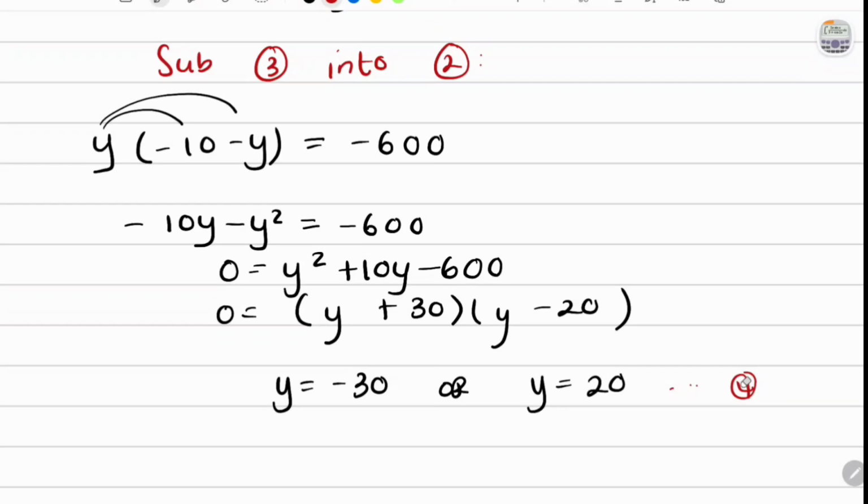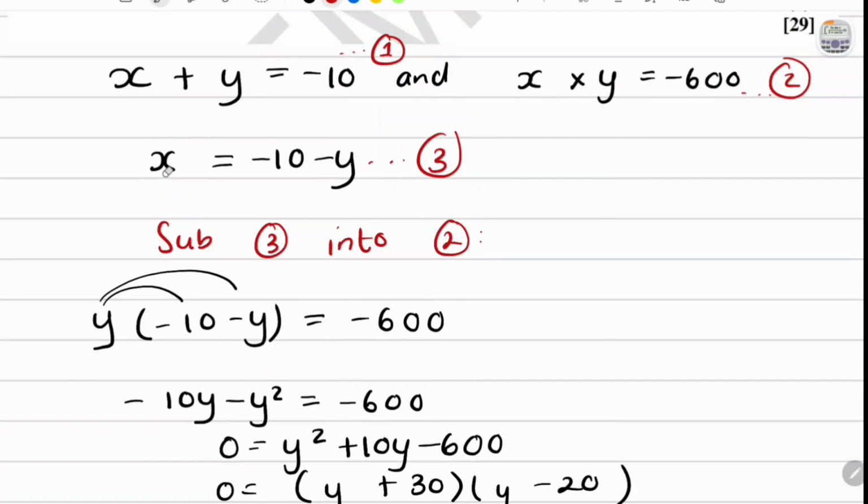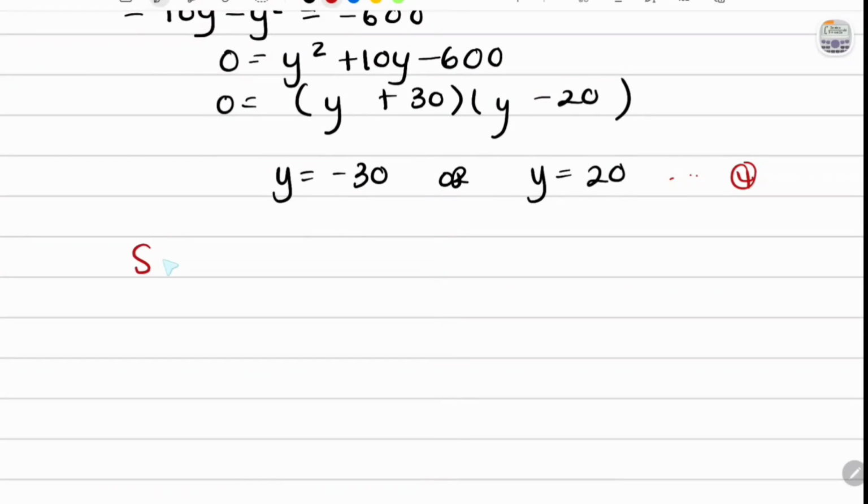So we're going to substitute equation 4 finally into equation 3 to solve for x. That's the last thing we do. Sub equation 4 into equation 3.